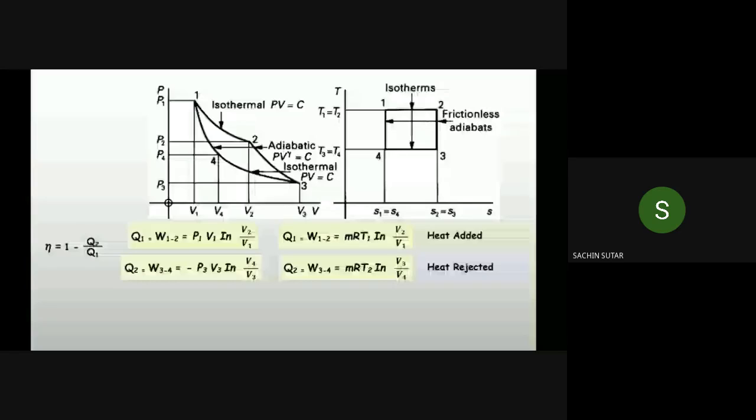Then the 3 to 4 process is there. It is an isothermal process, and it will follow the law PV is equal to constant. And again 4 to 1, the process is what? Here it is adiabatic compression. So in process 1 to 2, we are adding the heat.